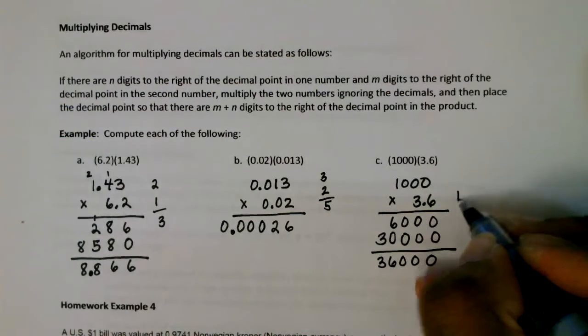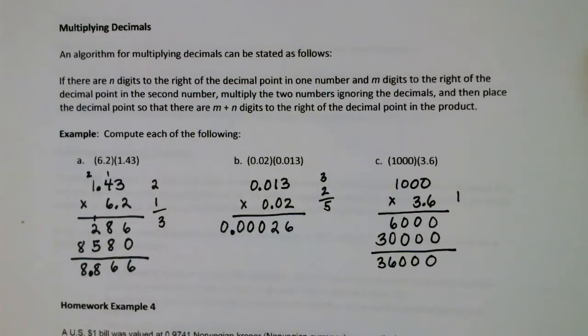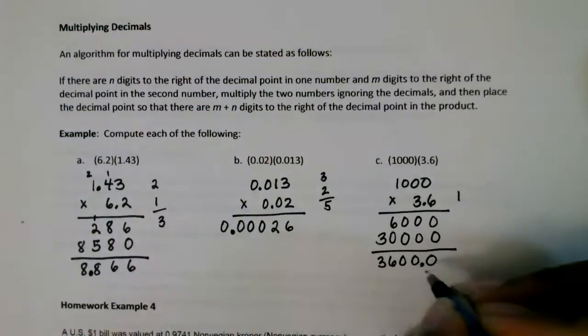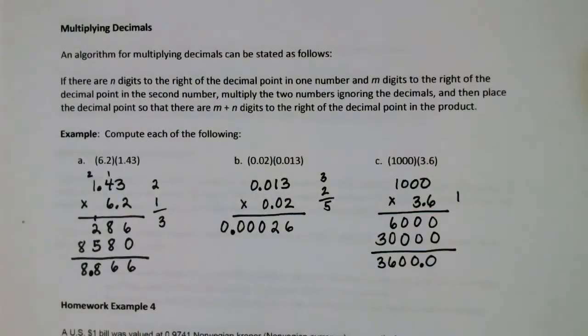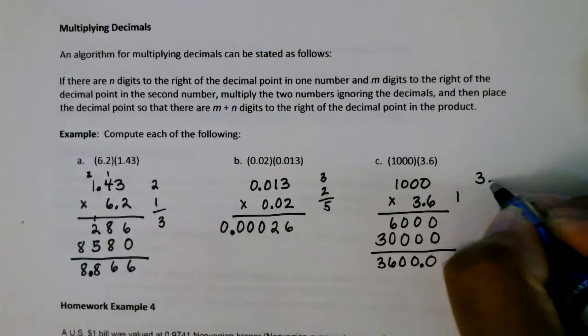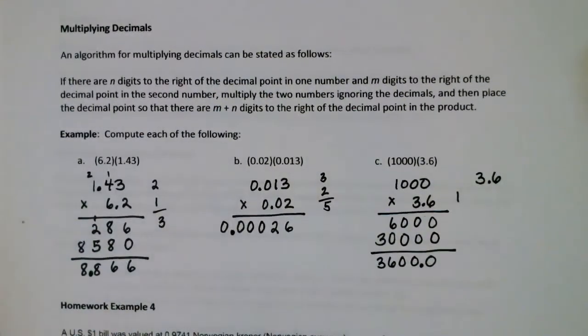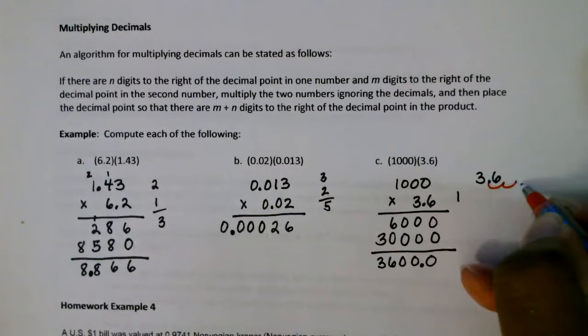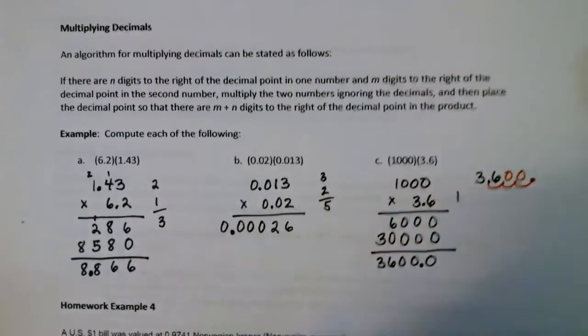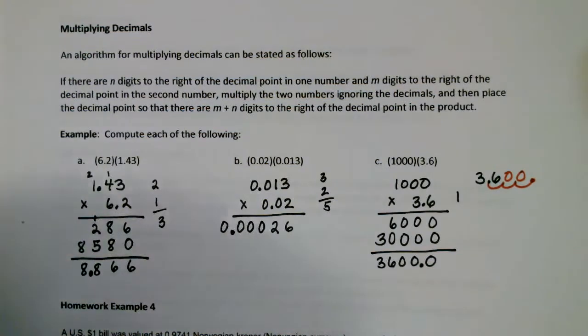But in 3.6, there's only one number behind the decimal point. So that means I need to put a decimal point in front of that last 0. So 1,000 times 3.6 will be 3,600. And notice 1,000 is a power of 10. In 1,000, there are 3 zeros. So that means I can take that 3.6 and move that decimal point 1, 2, 3 places. And I had to add 2 zeros there. So 3.6 times 1,000 would be 3,600. That's the other way I could have gotten that answer.